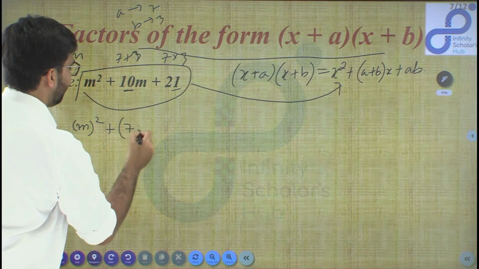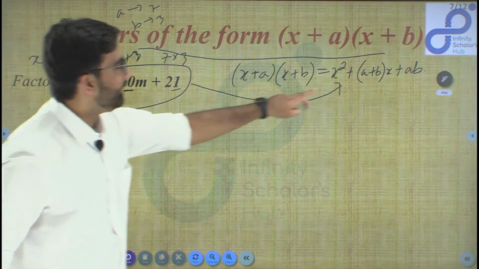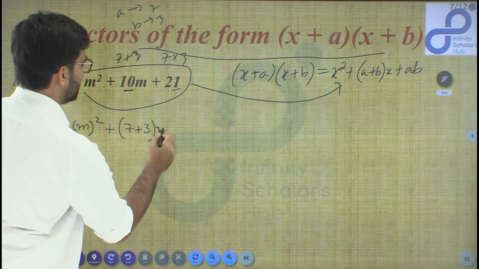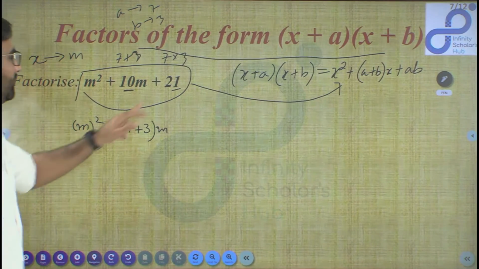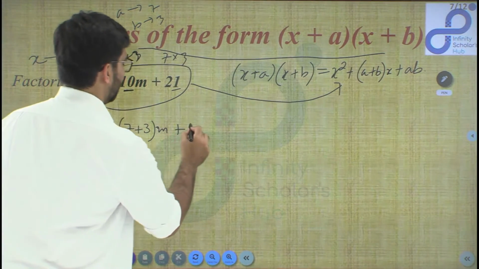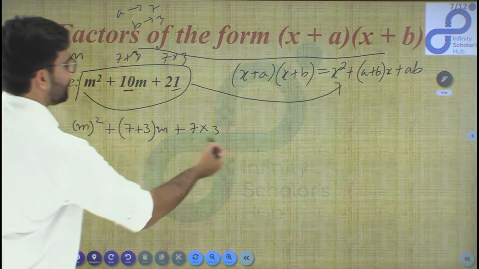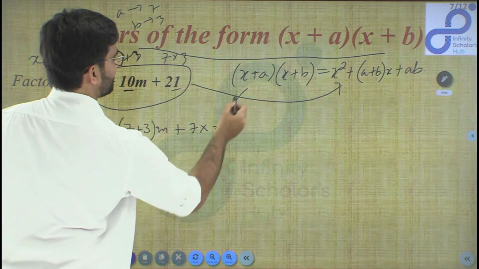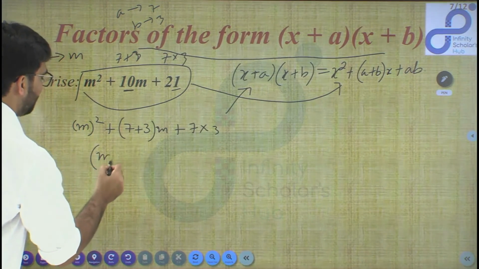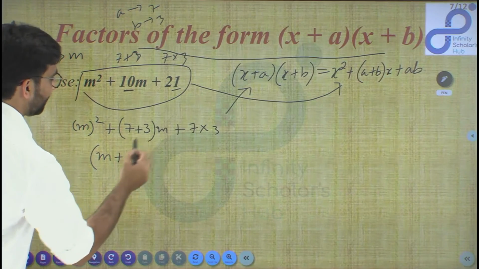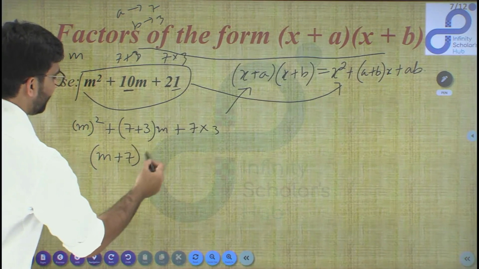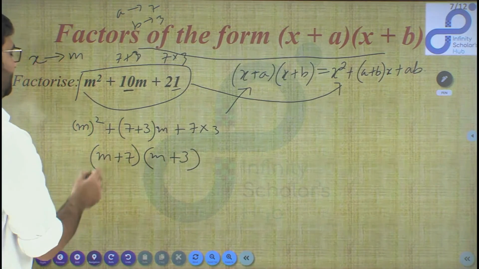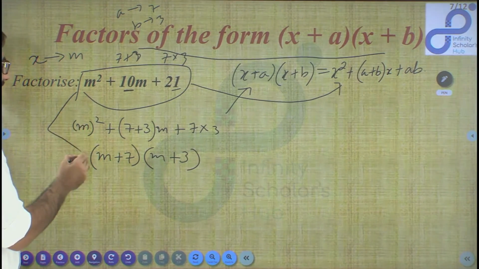So I can write 7 plus 3 whole multiplied by x, in place of x we will write m because our x is m. Then plus this 21 can be written as 7 into 3, which is ab. So this can be written as x plus a and x plus b. So what is your x? Your x is m, plus a is 7, so I will write 7 in one bracket, in the other bracket x plus b, so it will be m plus 3. Hence this is the factorization of the expression given above.